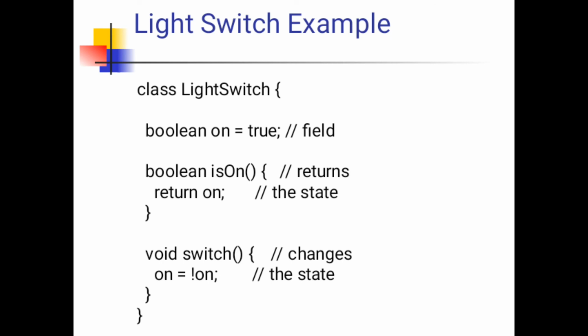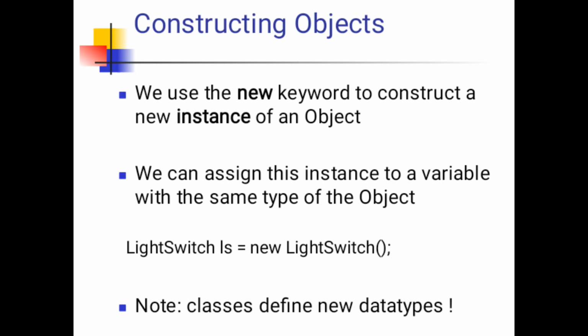Methods are written inside the class. Boolean isOn, which is going to return on, which talks about the state, is written inside this class Switch. Let's move to the next slide.